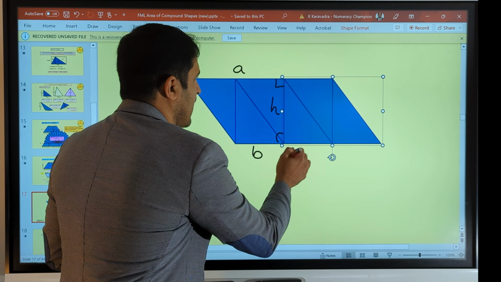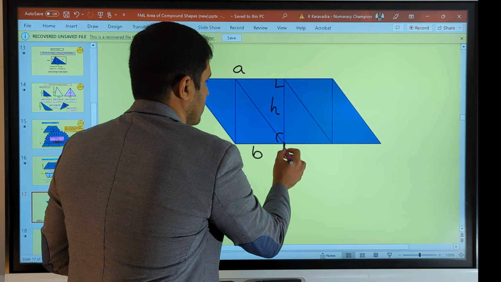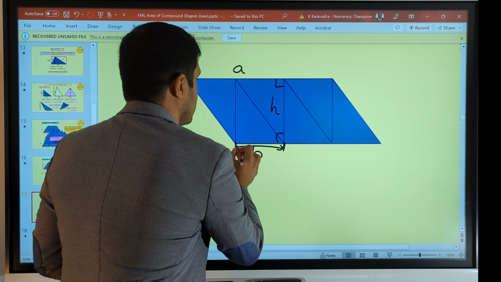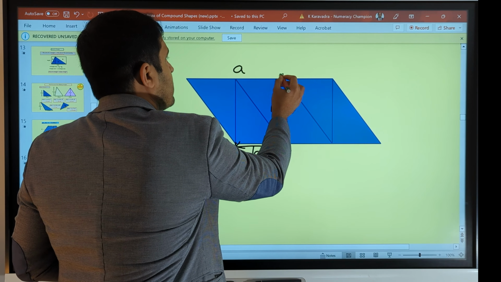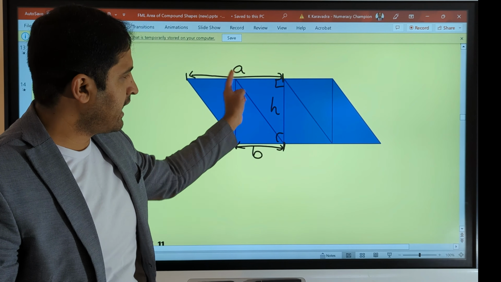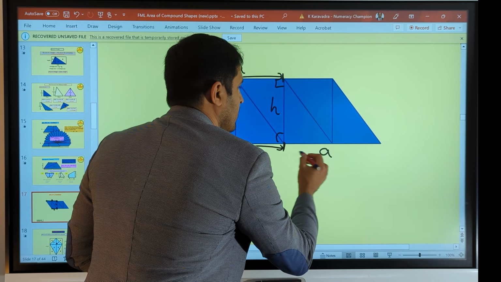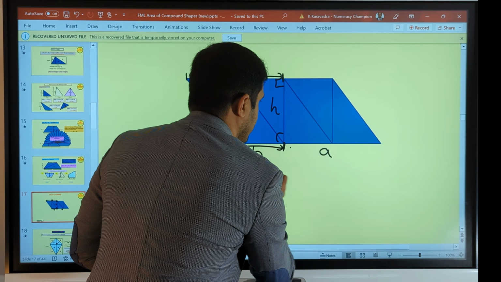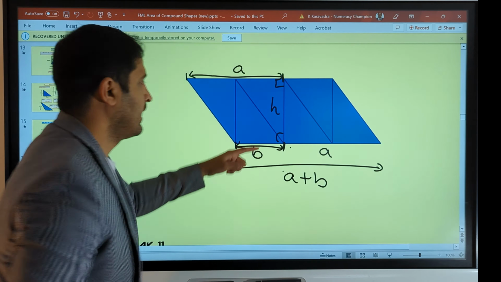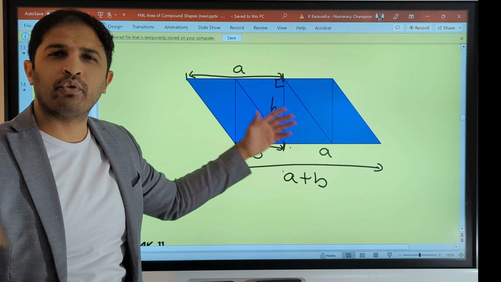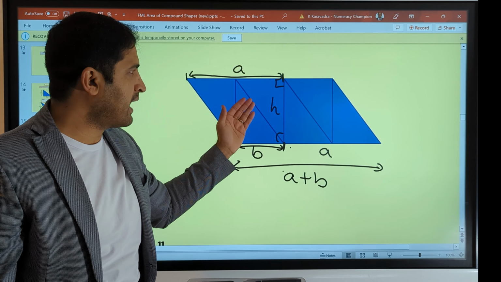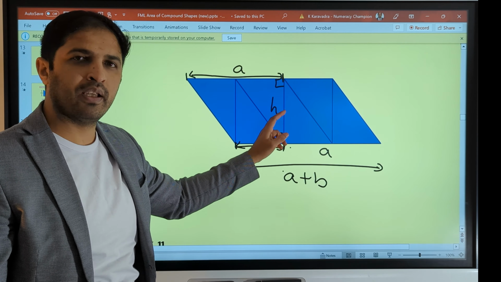So remember, up to that point, that was B. From here to there, that was our B. And up to this point, this is our A. So that A will go there. So that's the reason we get A plus B. The total length there, or base, is A plus B. And then we multiply by the height to get the area of the, sorry, area of this parallelogram. But this parallelogram is made of two different trapeziums.